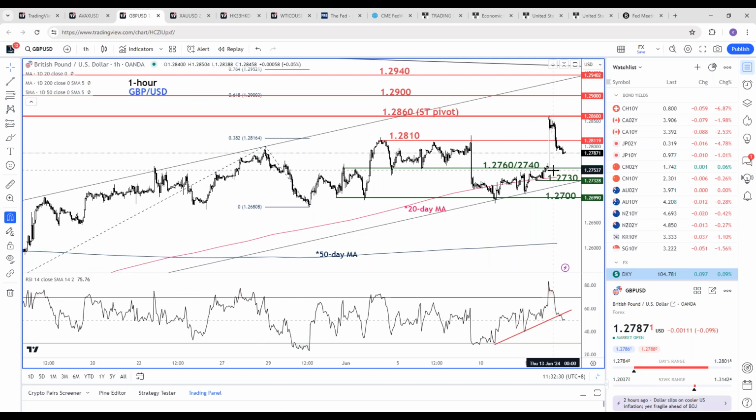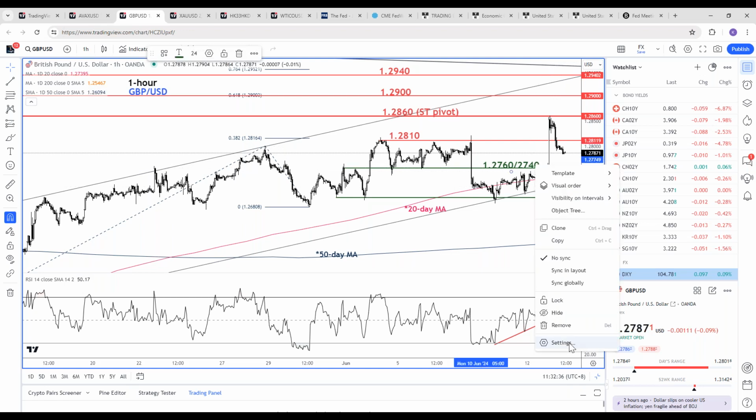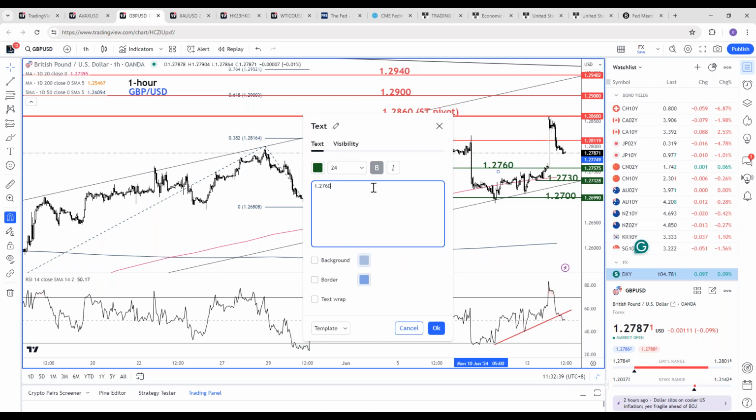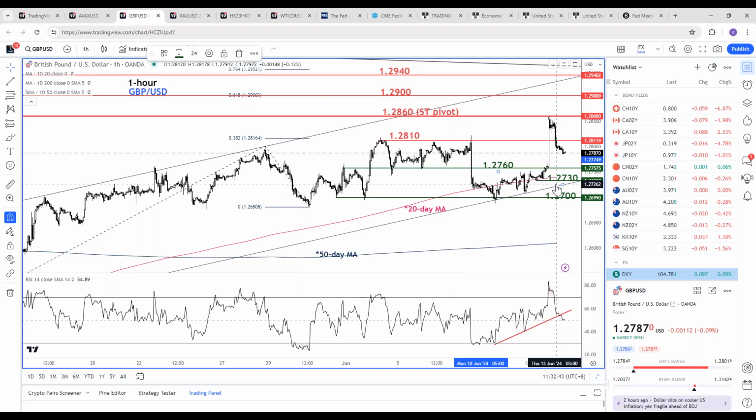First near-term support level to watch will be a zone at 1.2760. Below it exposes 1.2730, which is close to the 20-day moving average. A break below 1.2730 would revisit the minor range support level that has been in place since the 31st of May low at the 1.27 figure level.